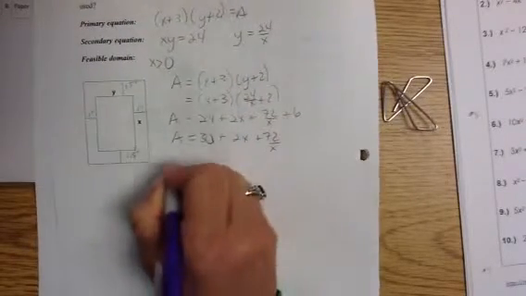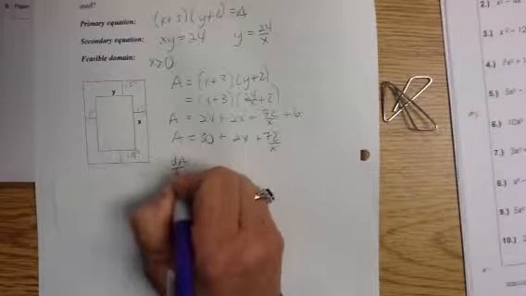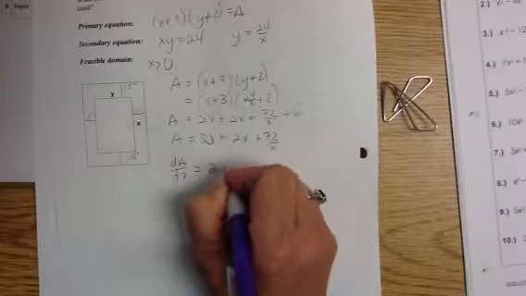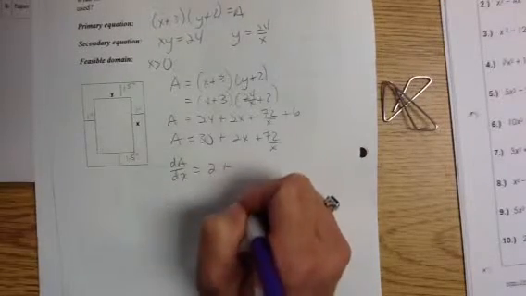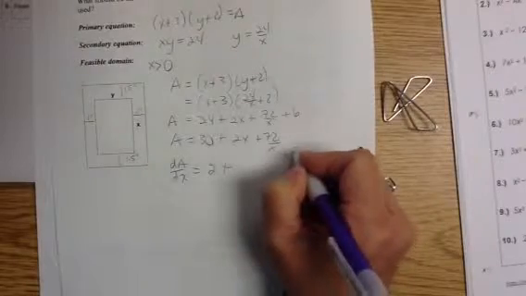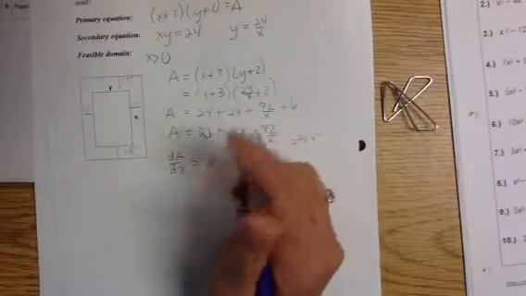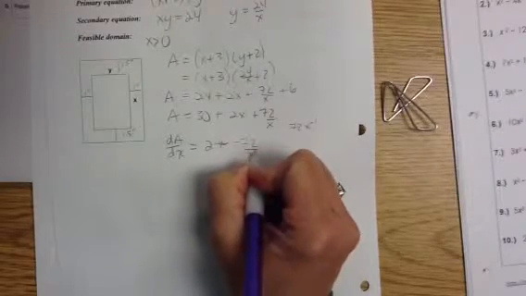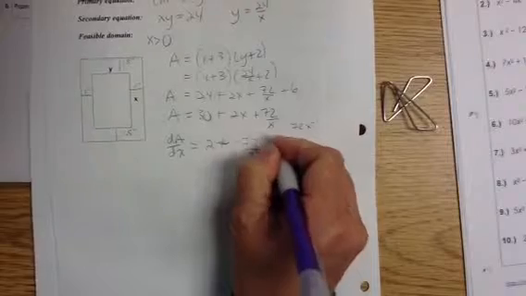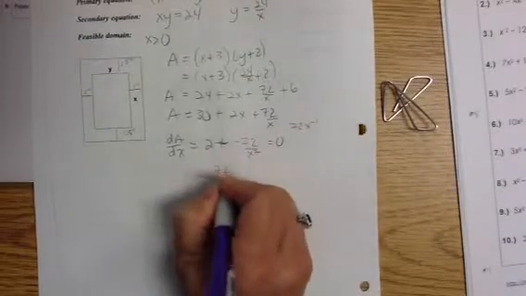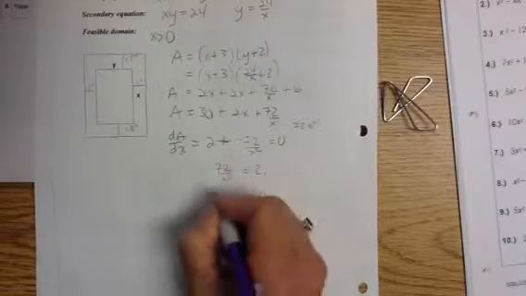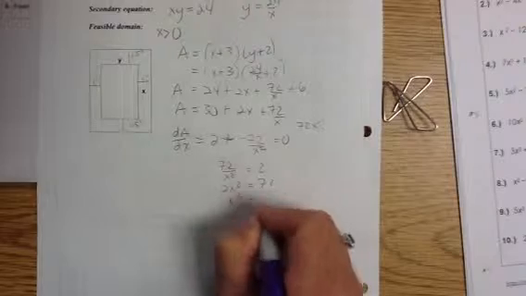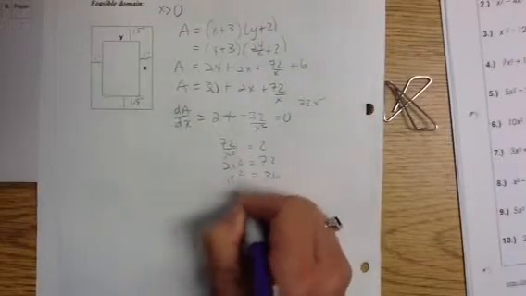And let's see if we can take the derivative of the area. We want to minimize the area. Derivative of a constant is 0, so we get 2 plus, and if I take the derivative of this, 72 over x, that's the same thing as 72x to the negative 1, so I have negative 72 over x squared. And I set that equal to 0. So now I'm going to put this over to the other side. 2x squared equals 72. x squared equals 36 and x equals 6.